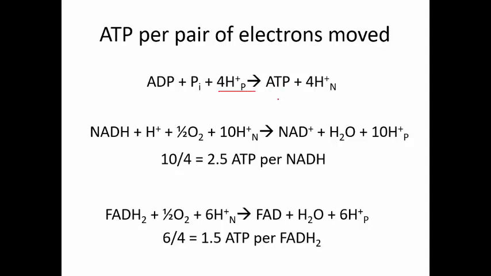So now if we think about how does that relate to the number of protons that we moved out with either NADH or FADH2. So one NADH moved out 10 protons, and so we can make more than one ATP with that. So just 10 divided by 4 means that we can make 2.5 ATP per NADH. FADH2 didn't move out as many, we only moved out 6, so we only get 1.5 ATP per FADH2.